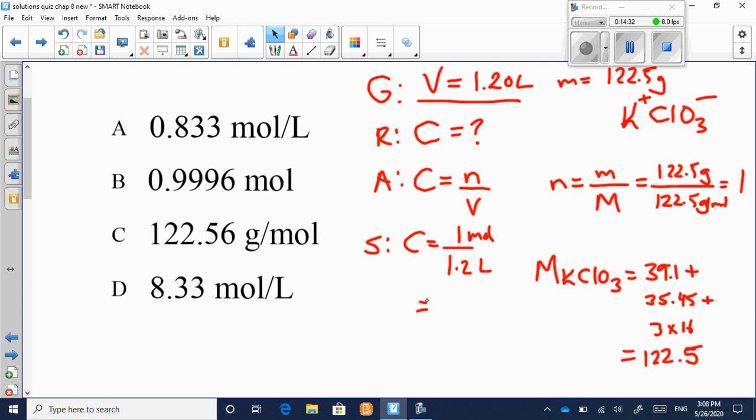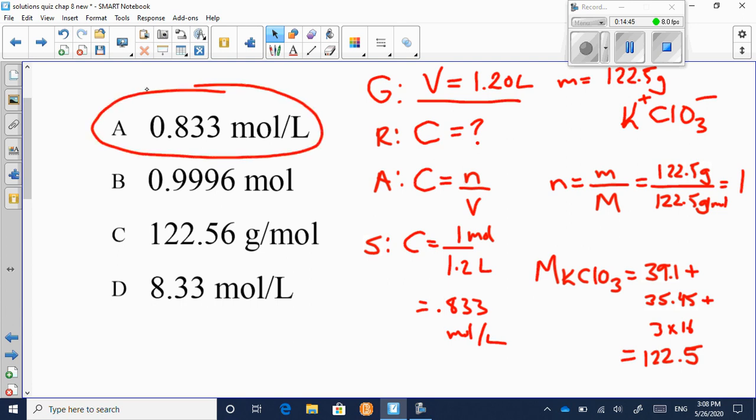So 1 divided by 1.2 is 0.833 repeating moles per liter. So it's 0.833. It's that first one. Okay.